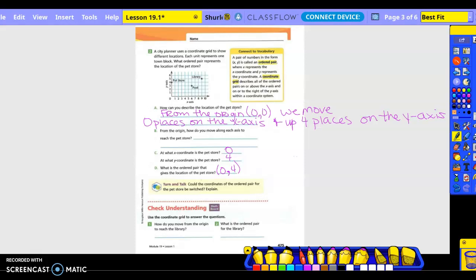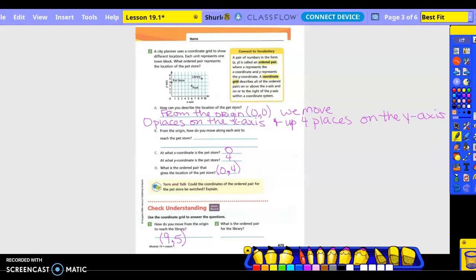Number 1, how do you move from the origin to reach the library? So we're going to have our parentheses. Then how many do we go over on the x-axis to the right? 9, comma. How many do we go up on the y-axis? 5. And then we close the parentheses. Now, eventually as you get older, you will have negatives too, okay? You won't just have one quadrant, you can have 4 quadrants, okay? And then that gives you some negatives or positives on the x-axis, and also some negatives or positives on the y-axis, okay?